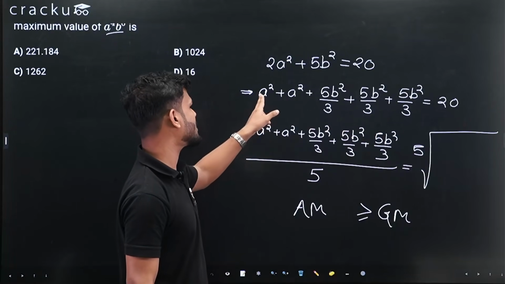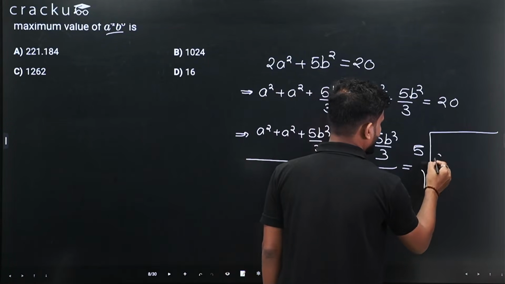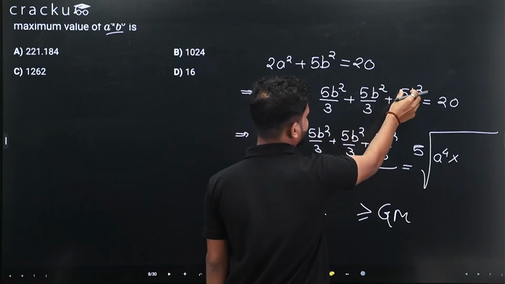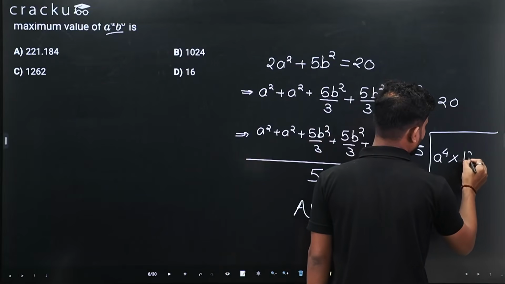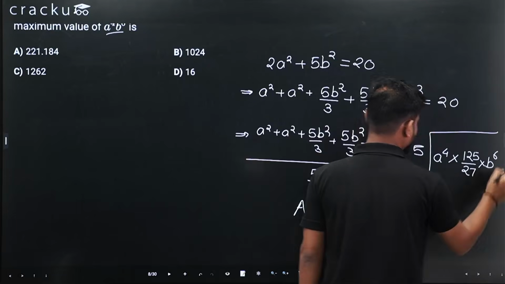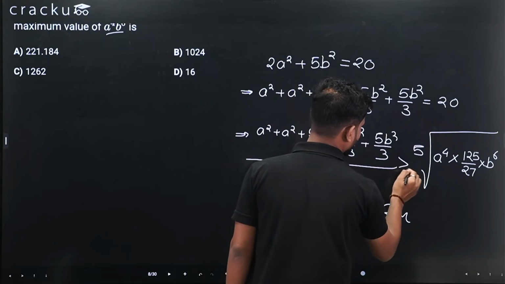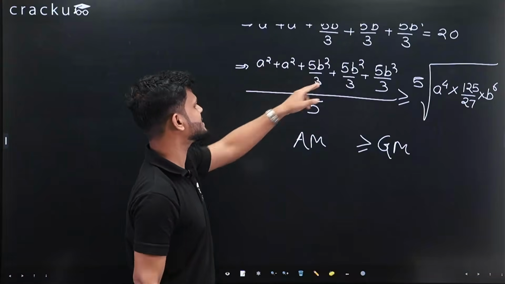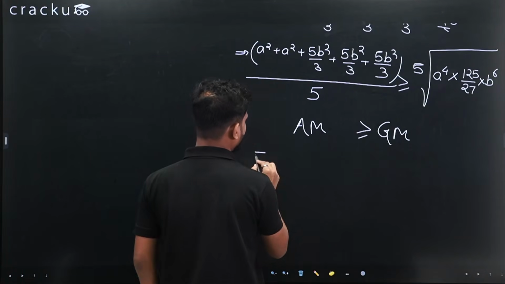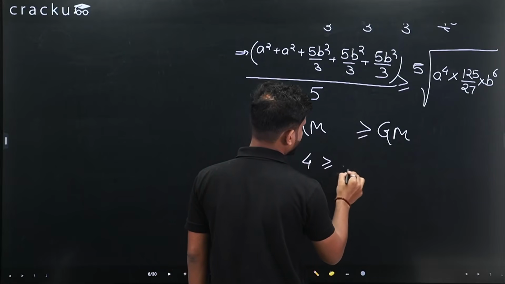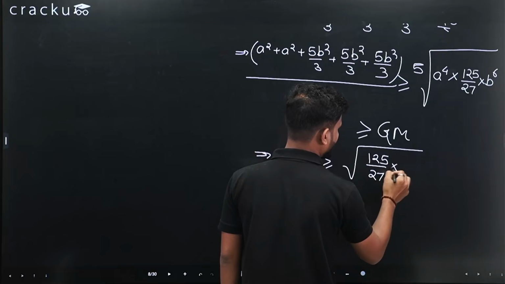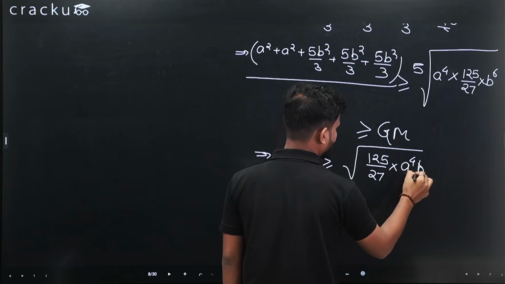And what will be the product? A square into a square will be a raised to 4 into 5b square by 3 into 5b square by 3 into 5b square by 3. This will be 5 cube, 125, divided by 27 into b raised to 6. So this will be greater than or equal to the GM. What is this value? This value is nothing but 20. 20 by 5 will be what? Will be 4. 4 is greater than or equal to 125 by 27 into a raised to 4 into b raised to 6.